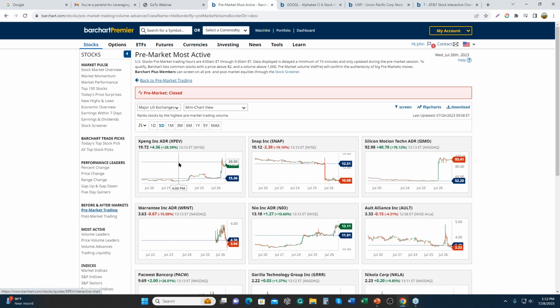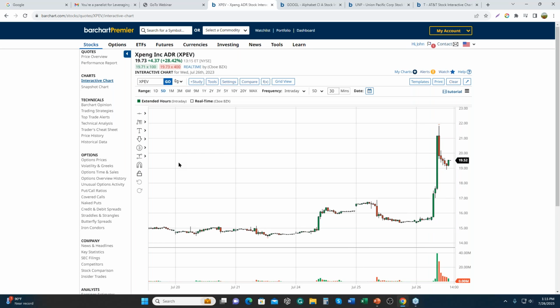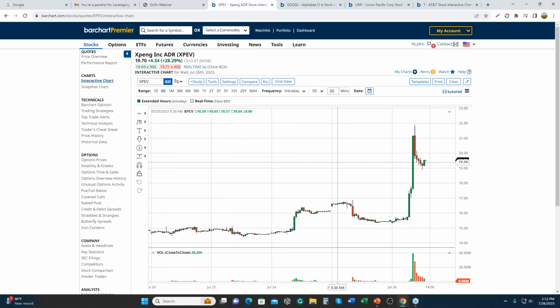So let's click on this chart here. What this is going to do is take me to a chart of the extended hours of this particular stock. I've gotten a sense of this stock as, it looks like it's trending a little bit higher.